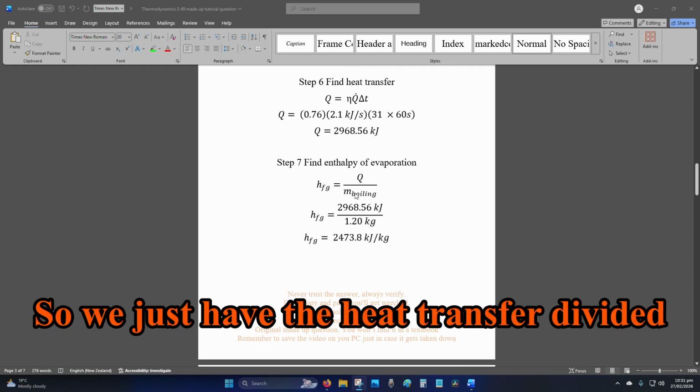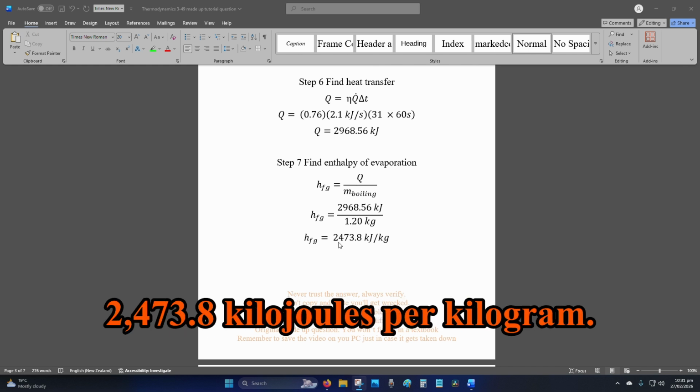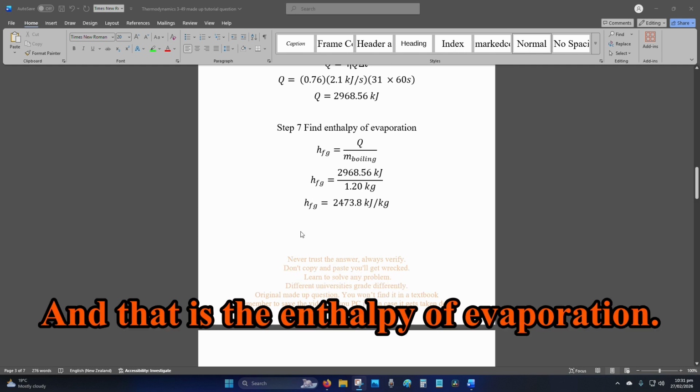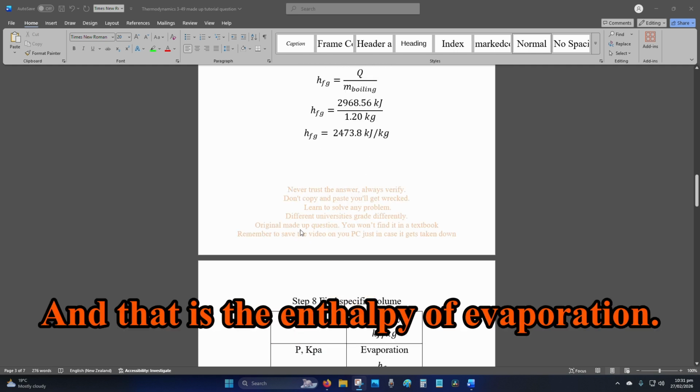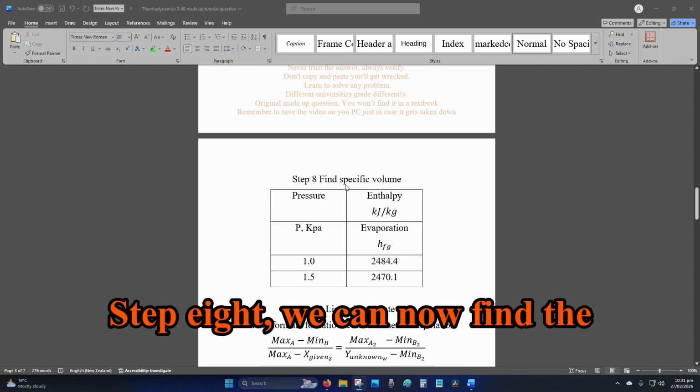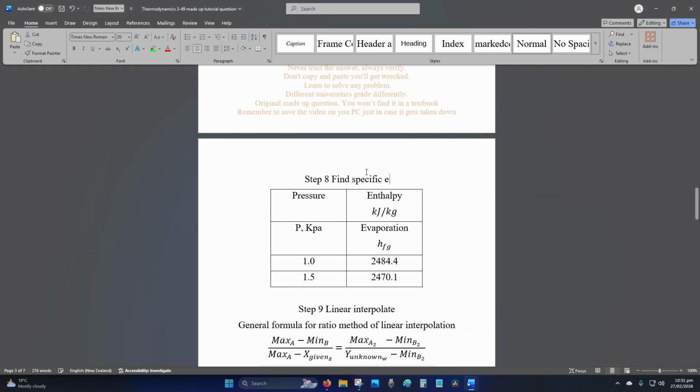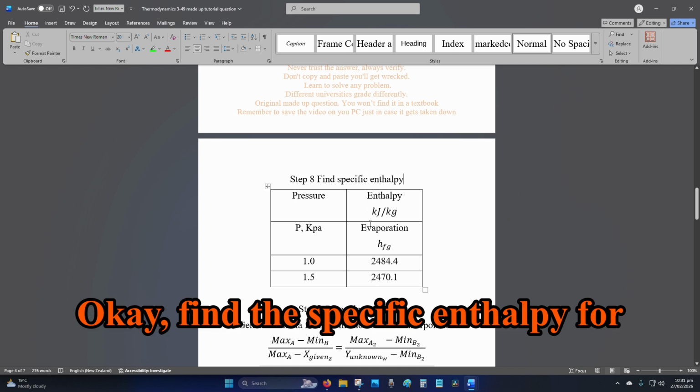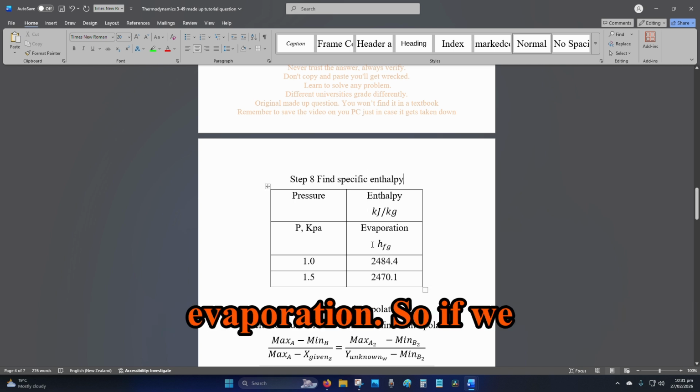Step 7, find the enthalpy of evaporation. So we just have the heat transfer divided by the mass. We'll get 2,473.8 kilojoules per kilogram. And that is the enthalpy of evaporation. Step 8, we can now find the enthalpy. That's a typo. Find the specific enthalpy for evaporation.